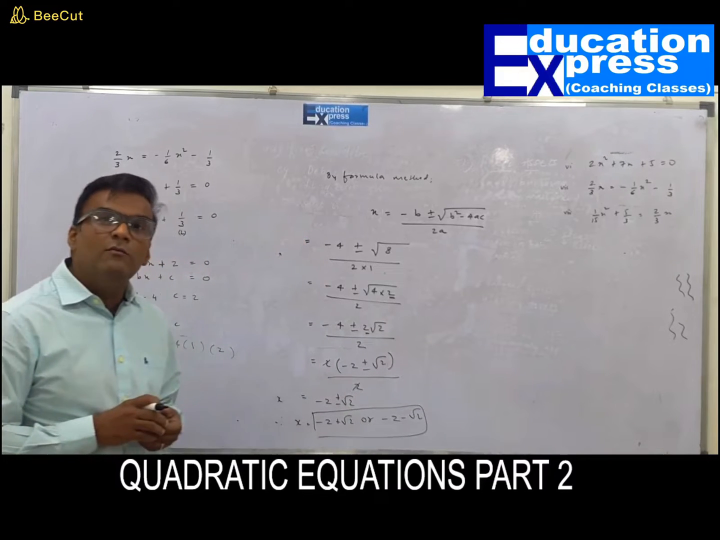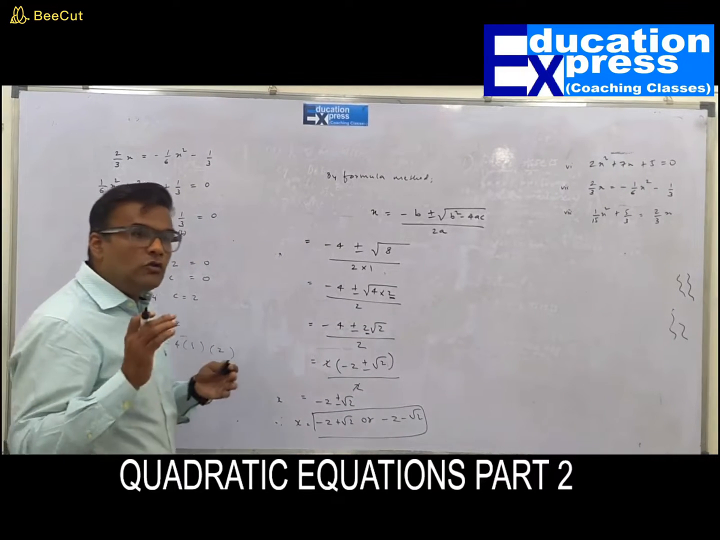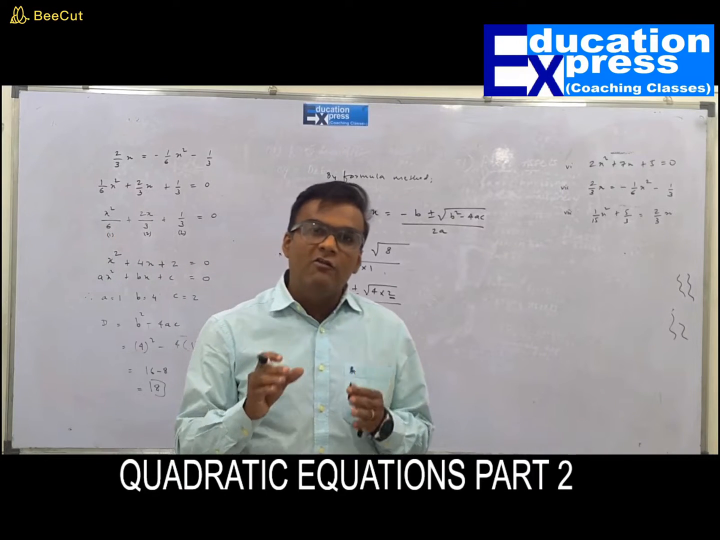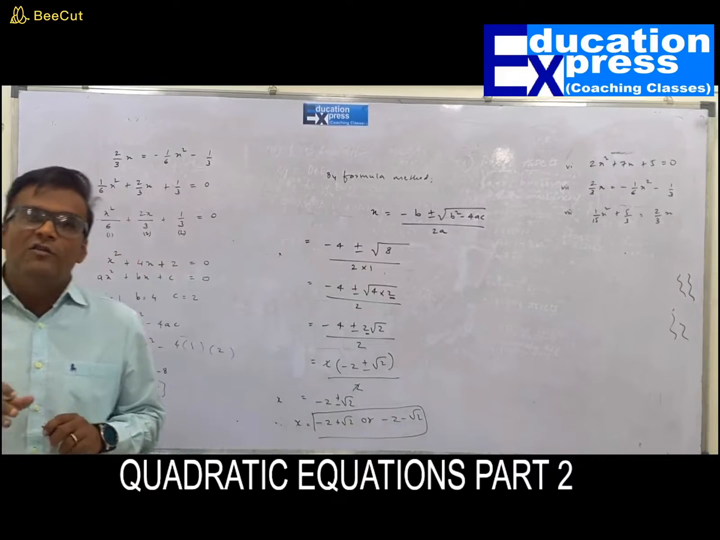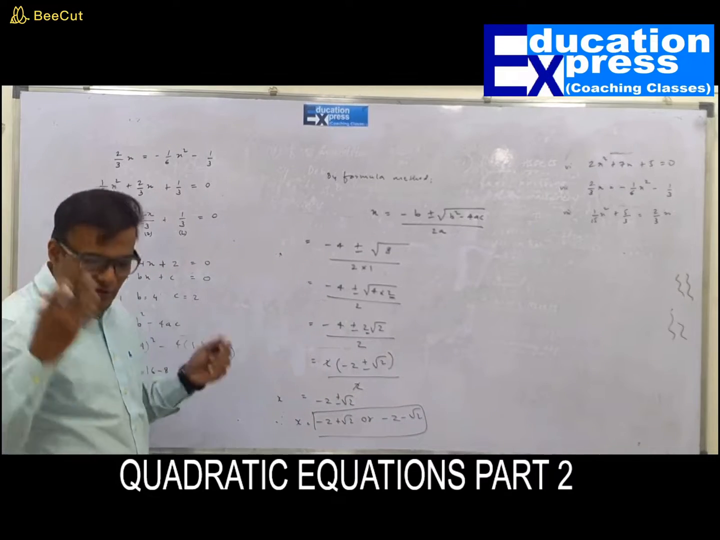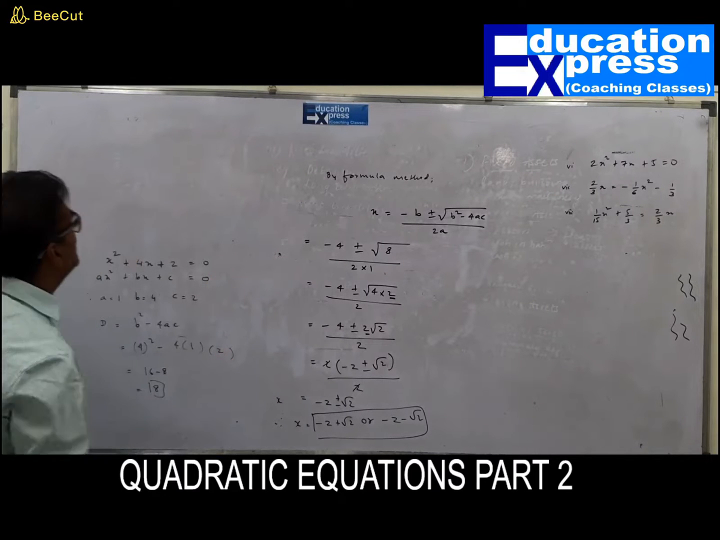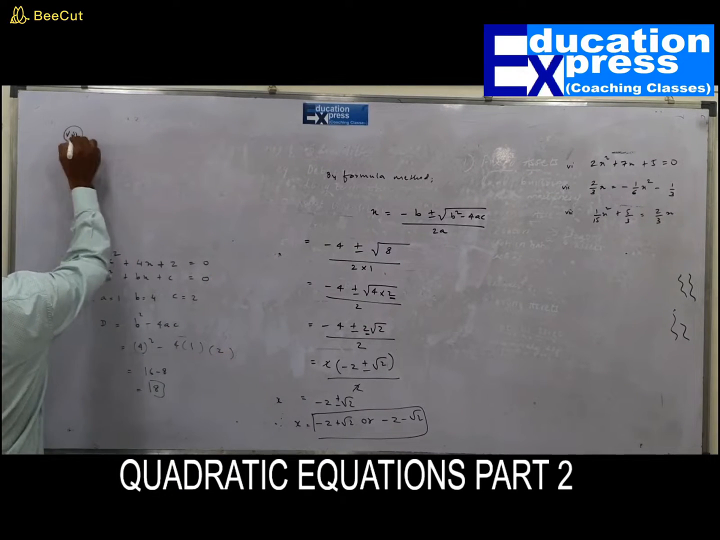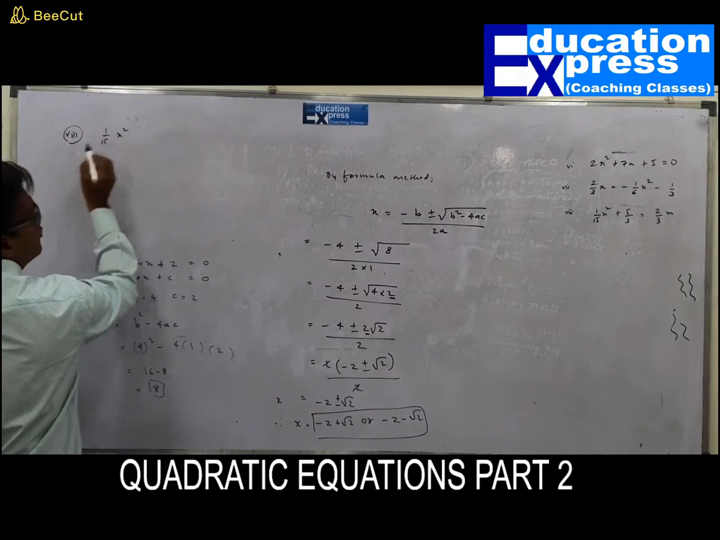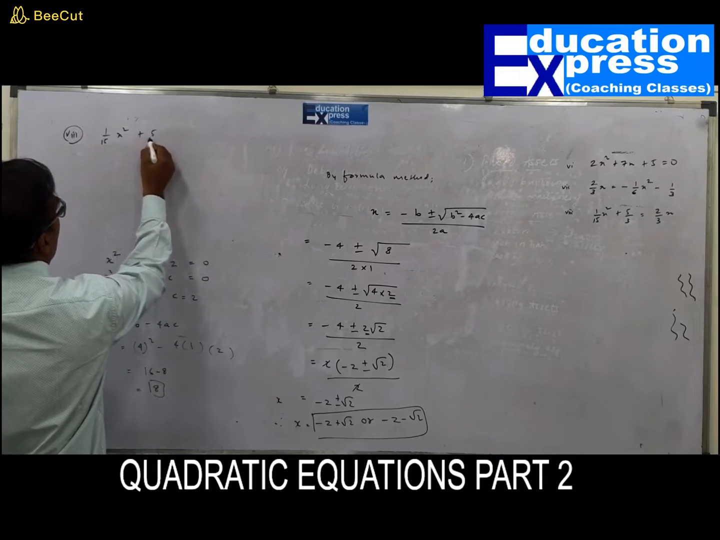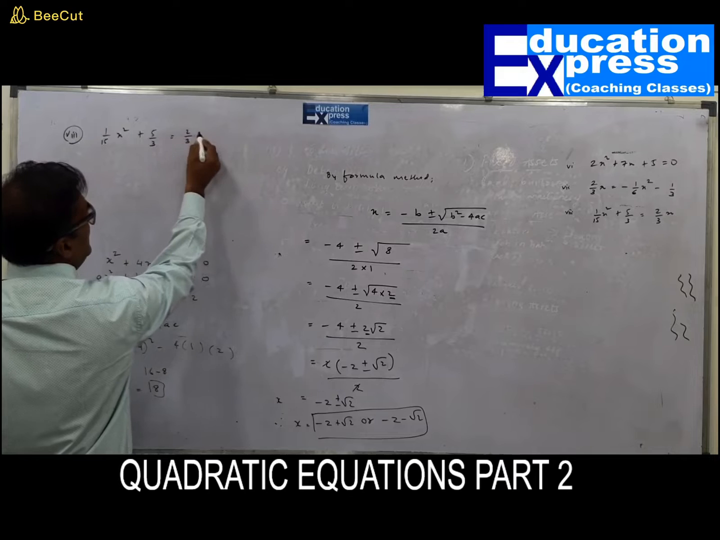Let us take one more question which includes fraction and understand how to convert a given quadratic equation with fraction into a quadratic equation which is free from fraction. So my next question is question number 8. Again from the textbook, same exercise. 1 upon 15 x square plus 5 upon 3 equals to 2 upon 3x.